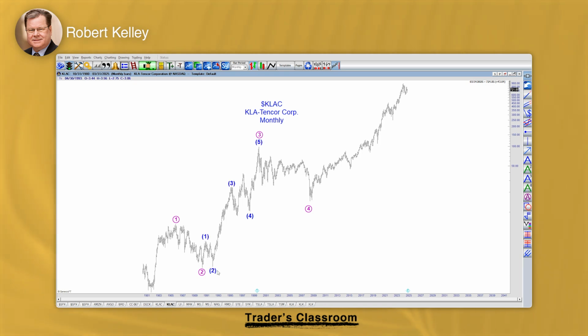All right, so we have 1, 2, 3 expanded flat with a truncated C, wave 4, and then 5. Now, as you probably know, if you've been a subscriber for a while, I really don't like to count truncated C waves. But in this case, you kind of have to. I mean, there definitely are truncated C waves.